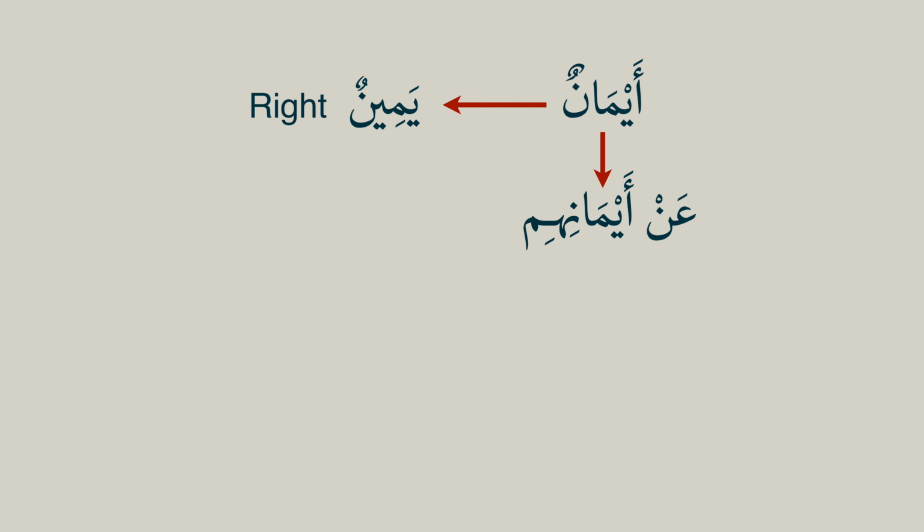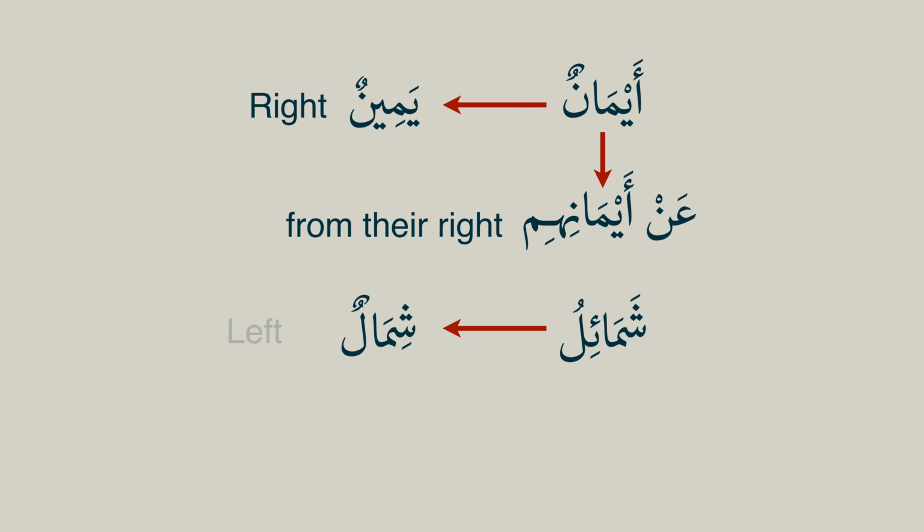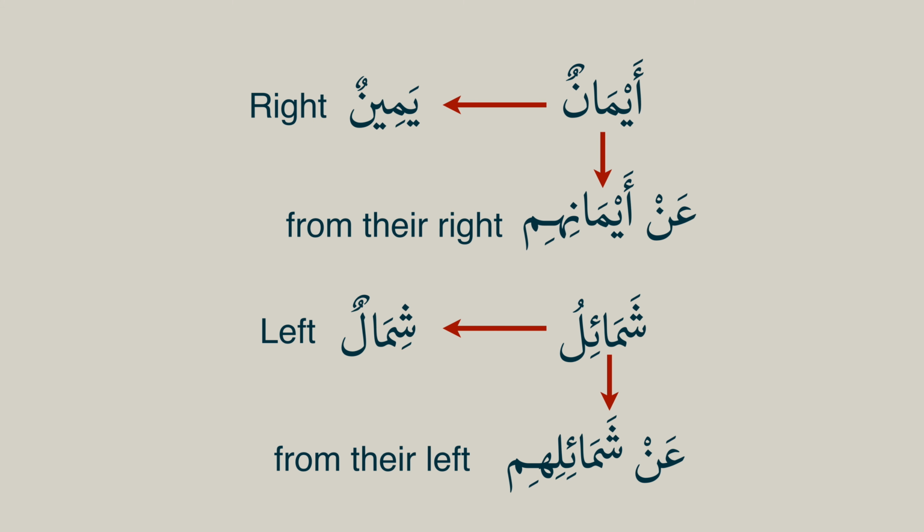Okay? Then we have min خلفهم, which is simple. خلفهم means behind them, and min خلفهم means from behind them. Then we have عن أيمانهم. أيمان is plural of يمين, which means right, the right direction of an individual. So عن أيمانهم means from their right. And شمائل is the plural of شمال, which means left. So عن شمائلهم means from their left.